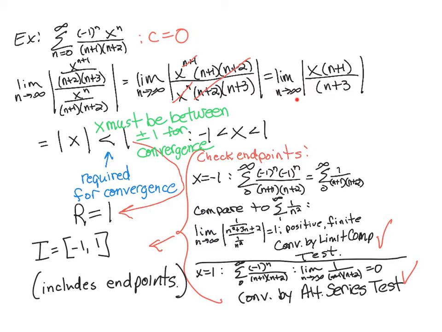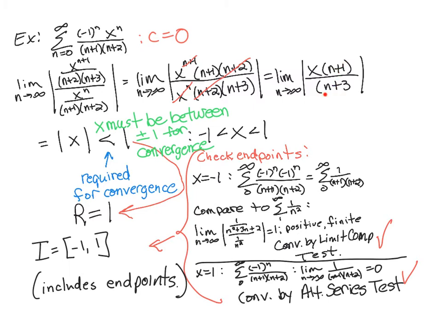Now, once we get this simplified as much as possible, we take the limit as n goes to infinity. Now, n going to infinity doesn't affect our x. It only affects this part. And you see that n over n, the plus 1 and plus 3 are negligible because we're going infinitely large.